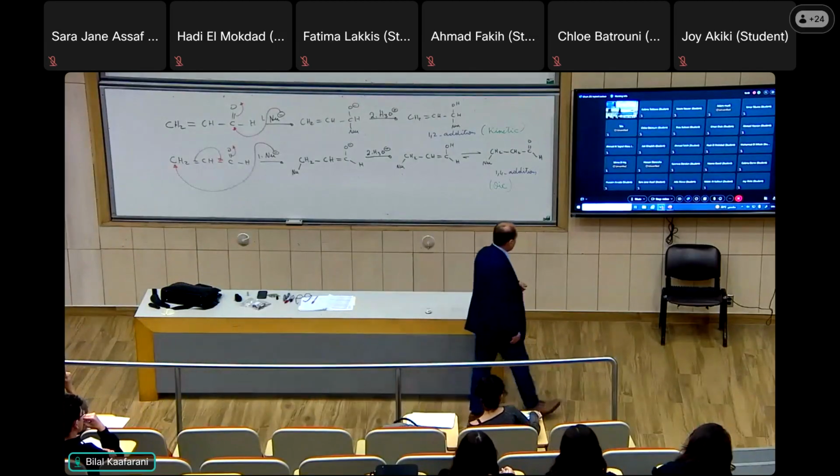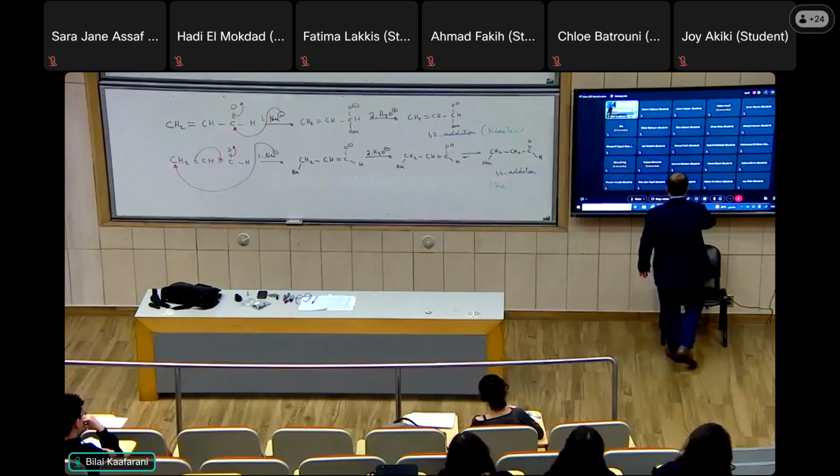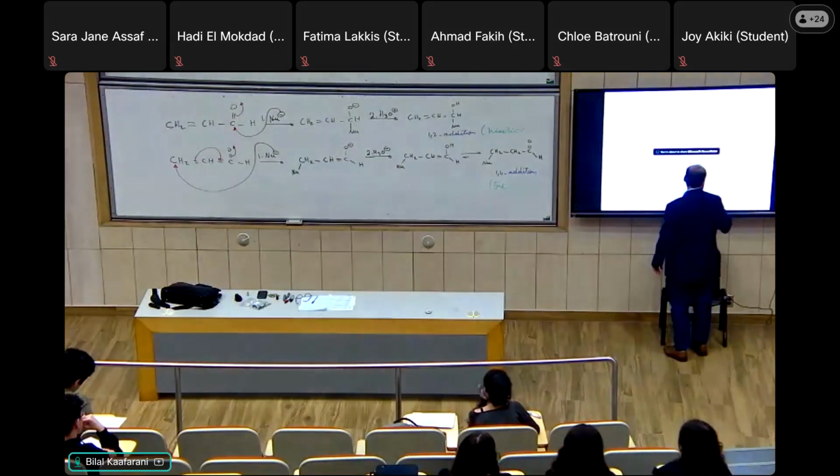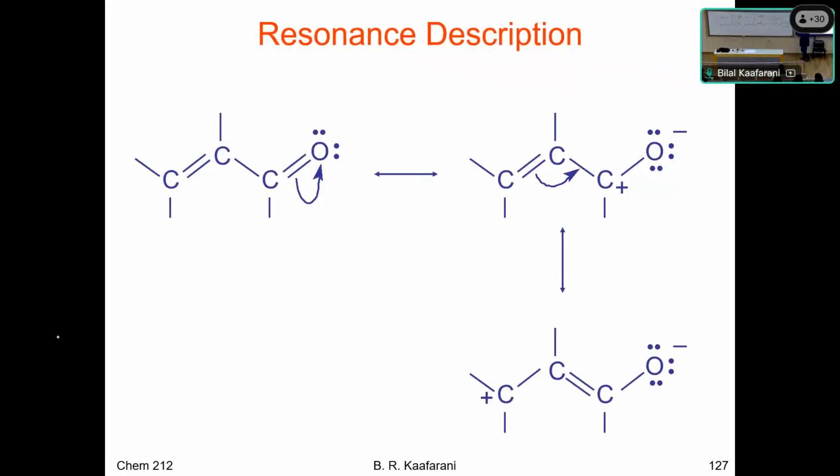So let me share the PowerPoint again. And we discuss again the 1,2 addition and 1,4 addition. Now, why do we have the possibility of a 1,2 addition or 1,4 addition? If you look at the resonance picture of an alpha beta unsaturated system, if you move the double bond over here, you see that you have a delta plus on the carbon. So this is the possible site of a nucleophilic attack.